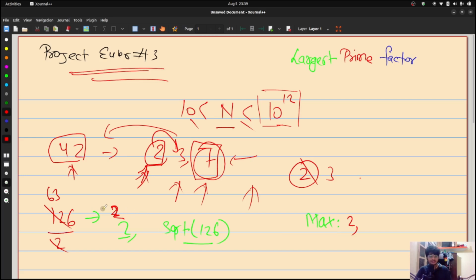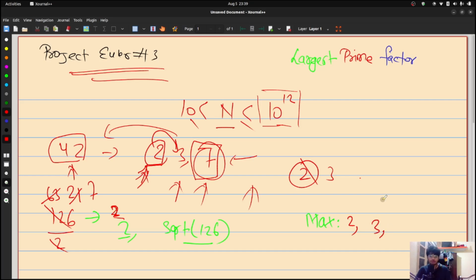I'll check, is 3 dividing 63? Yeah, 3 is dividing 63. So it will become 21. And I'm going to keep on dividing this number till it is not divisible by that number. Till it is divisible by 3, I'm going to keep on dividing it. So again, it is divisible by 3, so I will make it 7. So our max will become 3.